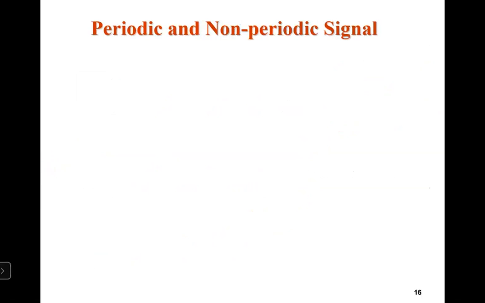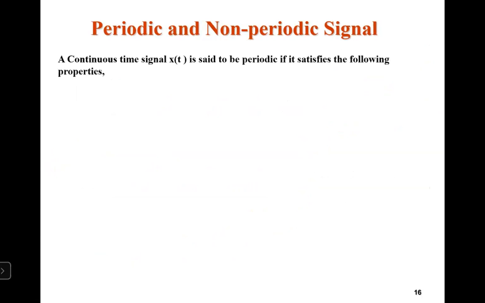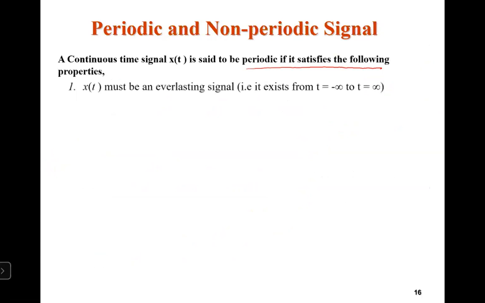Right. Next, we'll see about periodic and non-periodic signals. So what is a periodic signal? A continuous time signal x(t) is said to be periodic if it satisfies the following properties. What are those properties? First, x(t) must be an everlasting signal. Everlasting signal means it exists from t equal to minus infinity to infinity.